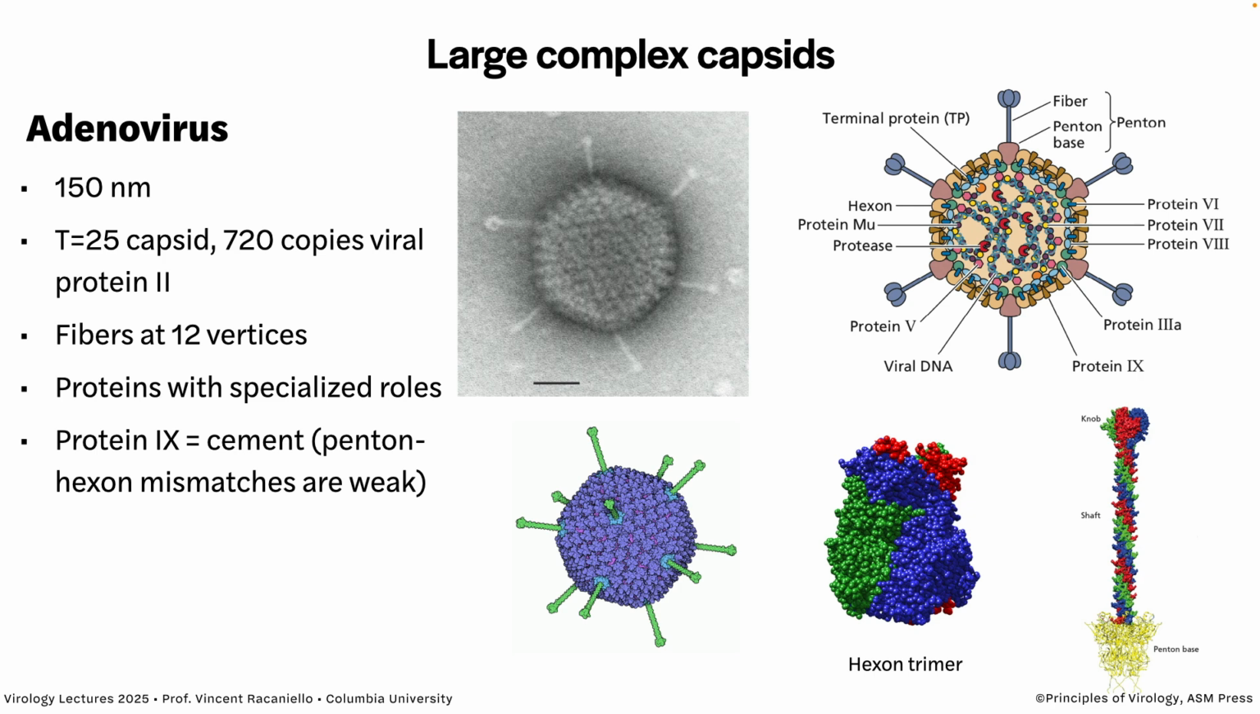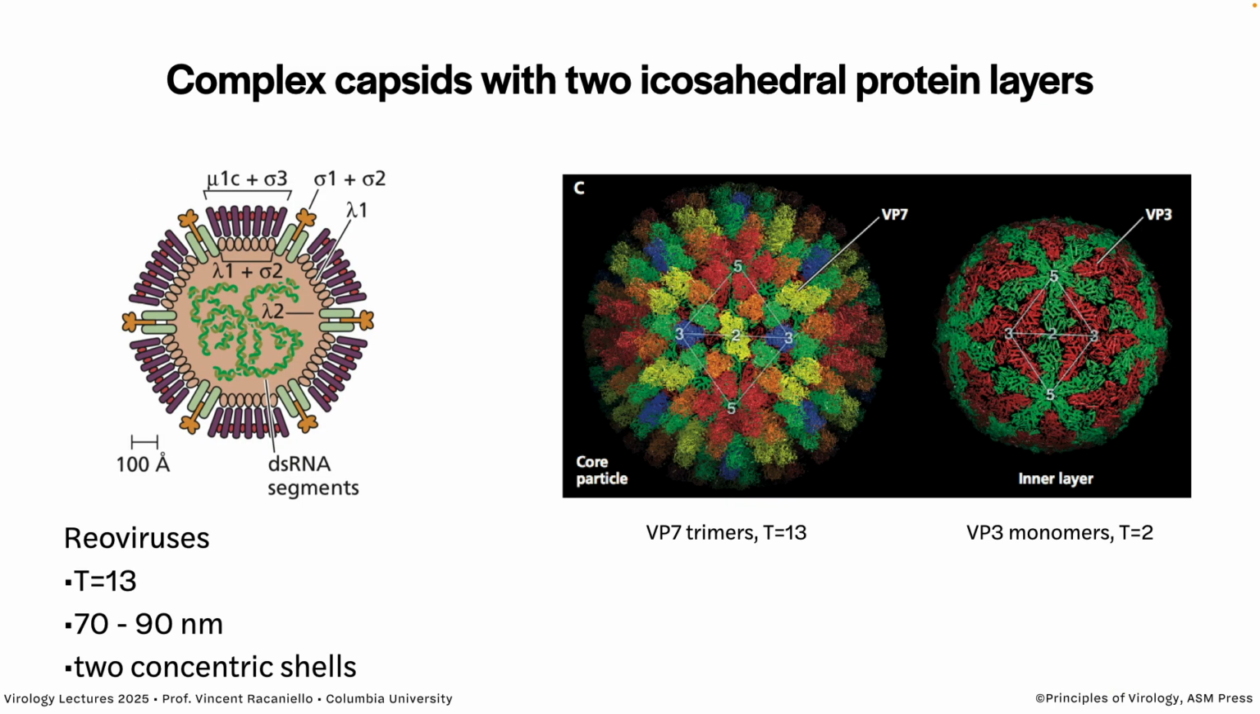There's a mix of pentons and hexons in this capsid, and that weakens it because it's not perfectly symmetrical. The interactions are not all identical. So when you have these mismatches, you lose a little bit of stability. And so these specialized proteins have come in to play some role in helping make the capsid stable. And in addition, there are also other specialized proteins here involved in DNA packaging and so forth, which we'll talk about later. So that's adenovirus.